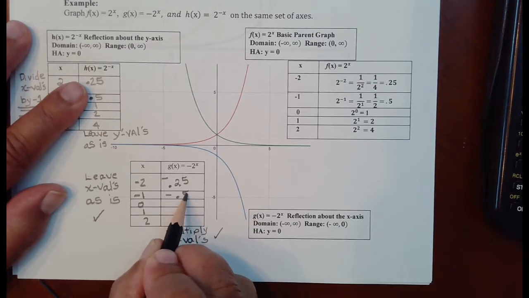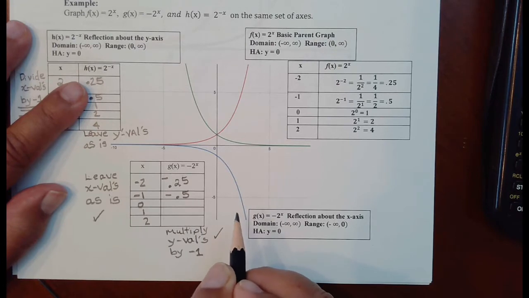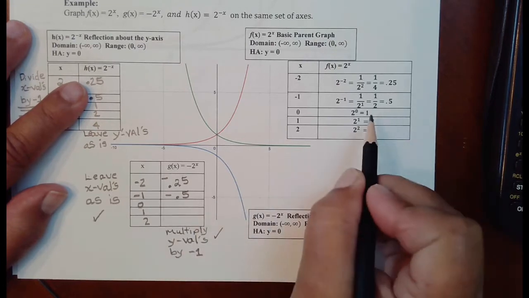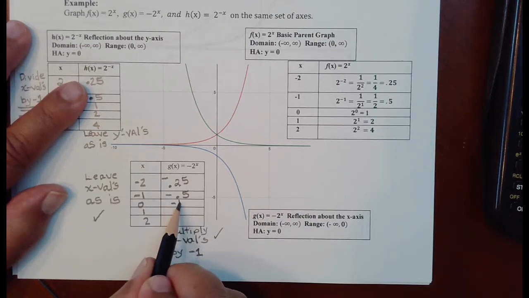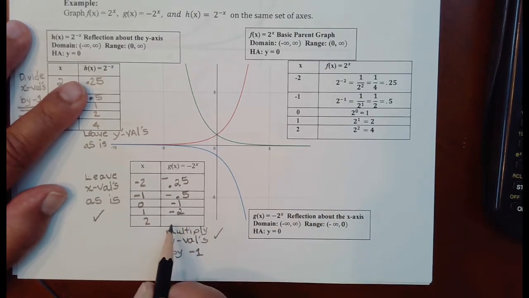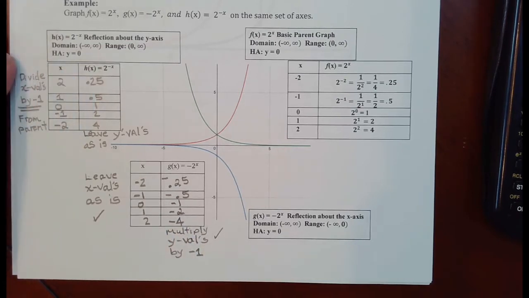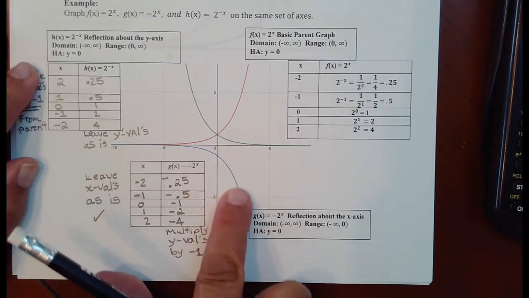Then the next value was 2, so ours is going to be -2. And that last value was 4, so it's going to be -4. And all of these values are on this blue graph right here. All of these values are on the red graph. And everything that you see in this table is on this green graph.